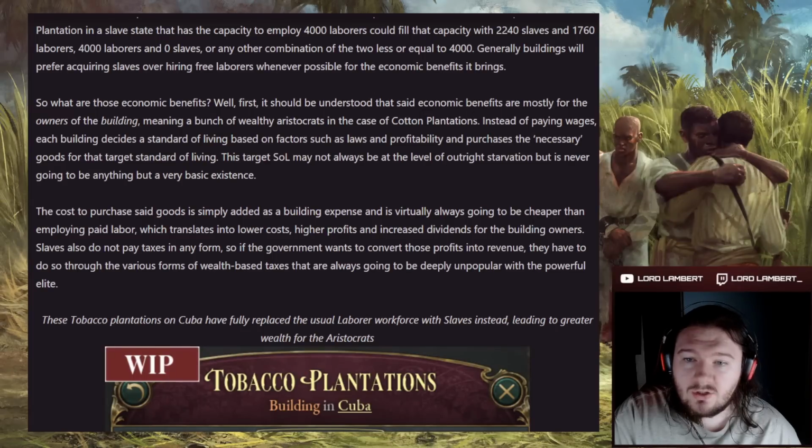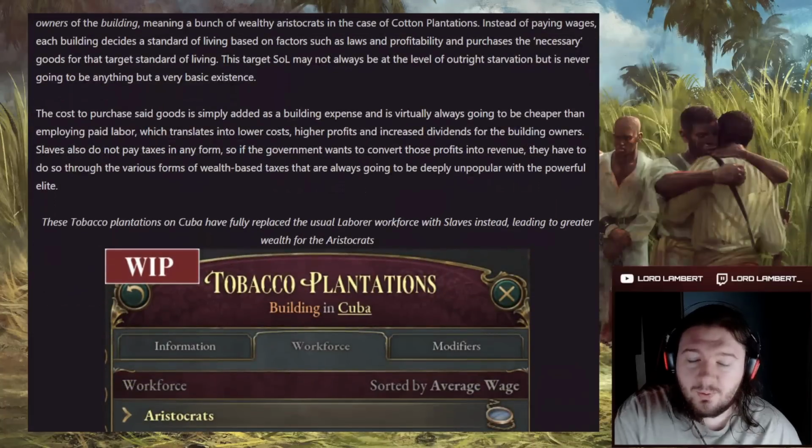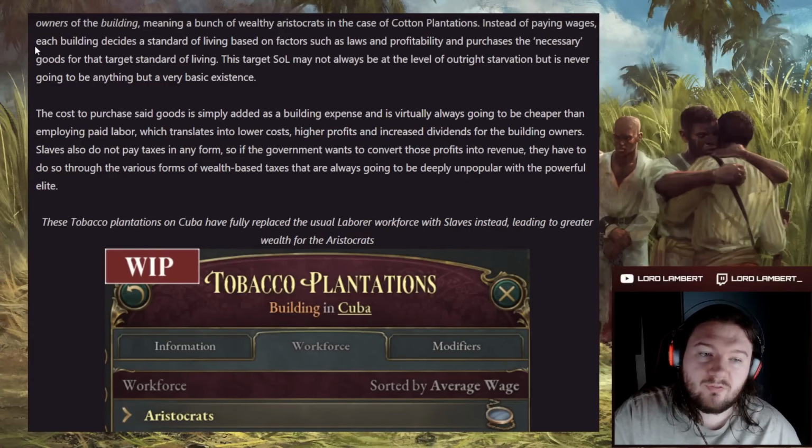Instead of paying wages, each building decides a standard of living based on factors such as laws and profitability and purchases the necessary goods for that target standard of living. This target standard of living may not always be at the level of outright starvation, but it is never going to be anything but a very basic existence. The cost to purchase said goods is simply added as a building expense and is virtually always going to be cheaper than employing paid labour, which translates into lower costs, higher profits, and increased dividends for the building owners.